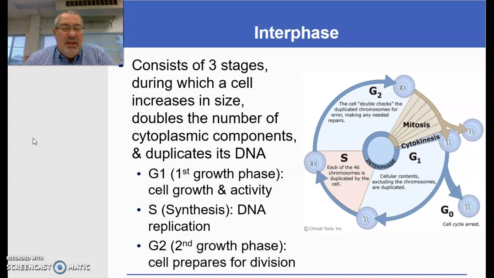Then, once interphase is completed, and you notice how large a portion of the cell cycle interphase is, some people estimate it to be 80 to 90% of the cell cycle, the nucleus and cytoplasm will begin division, and that will be our discussion material for part 2.